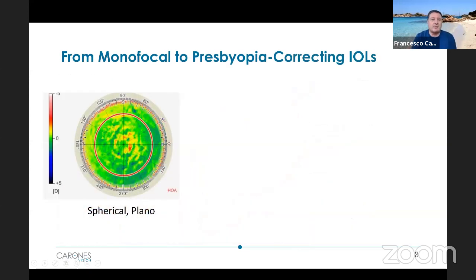So let's start from a monofocal IOL to see how presbyopia correcting IOLs look. Again, here is a spherical plano. Don't forget the background noise that I was telling you about earlier, a little bit of red and yellow spots, but on average the lens looks green, meaning no dioptric power as regards high order aberrations.